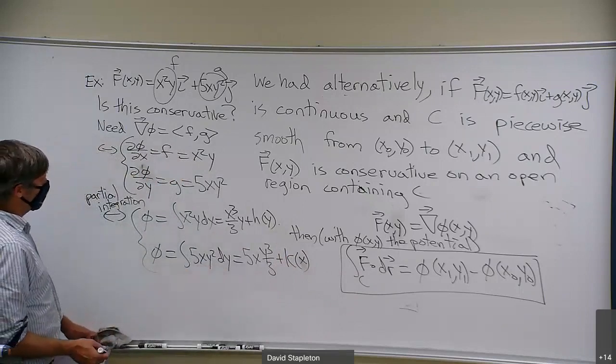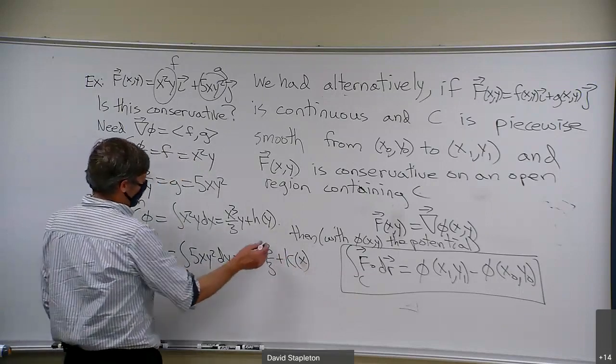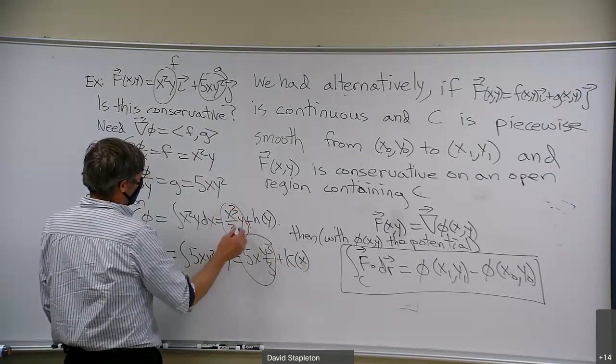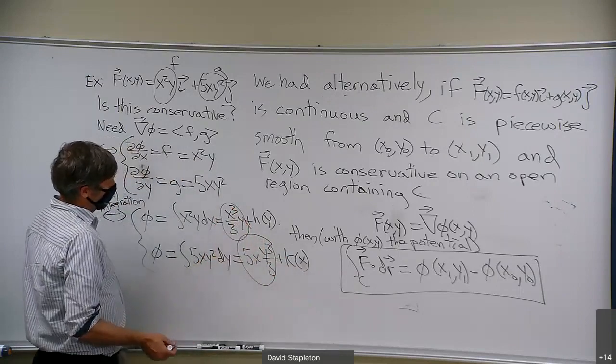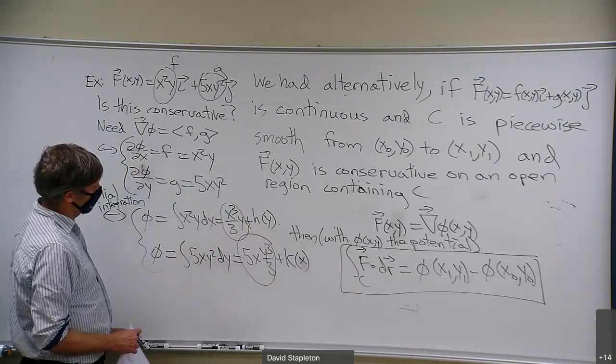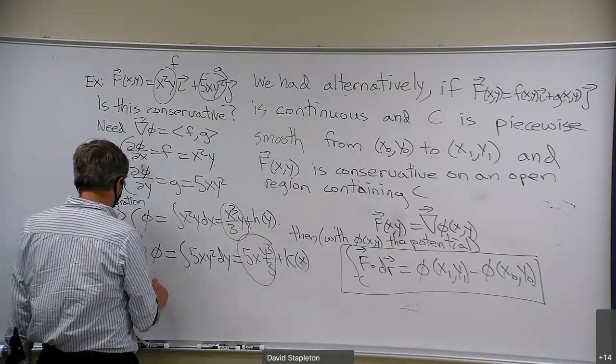And now, can I make those equal? Can't, right? To make this equal on any open region, I can't. I can make it equal at a point by choosing x and y correctly, but I can't make it equal in a region. So no, this is not conservative.